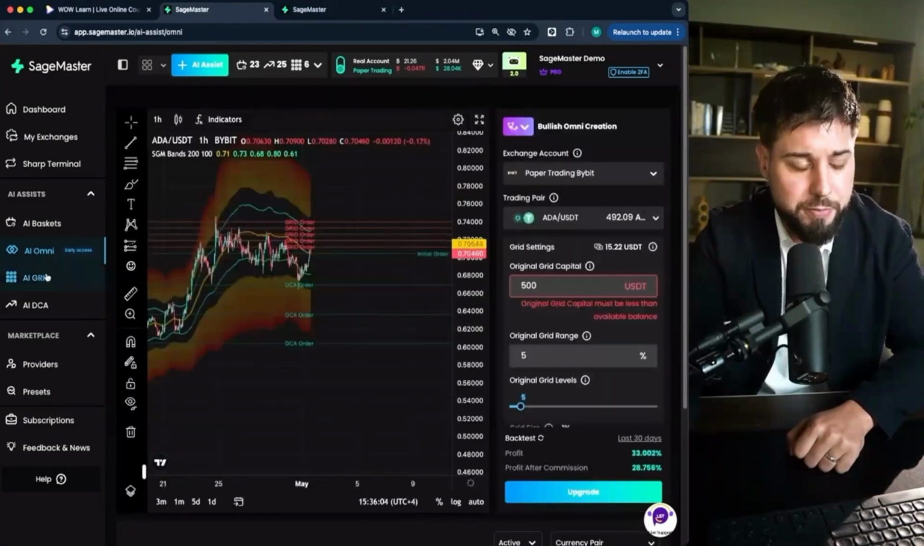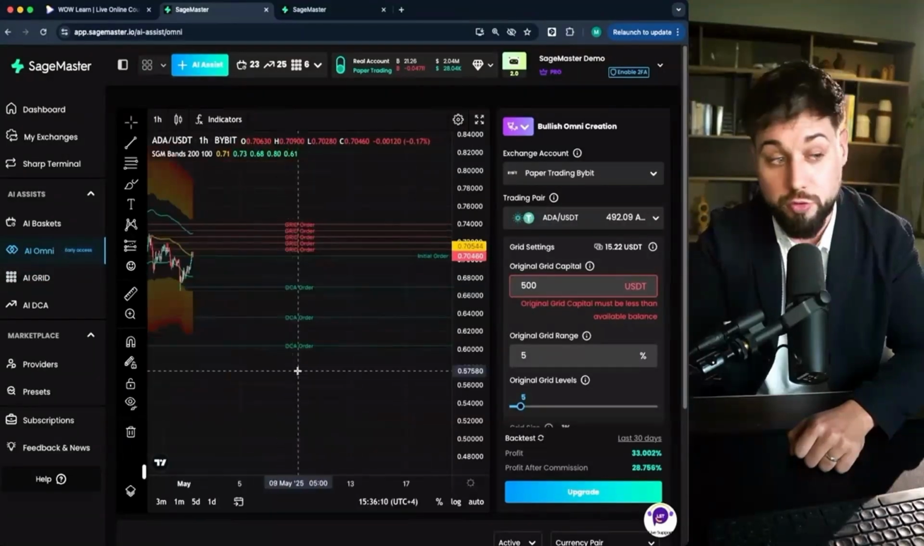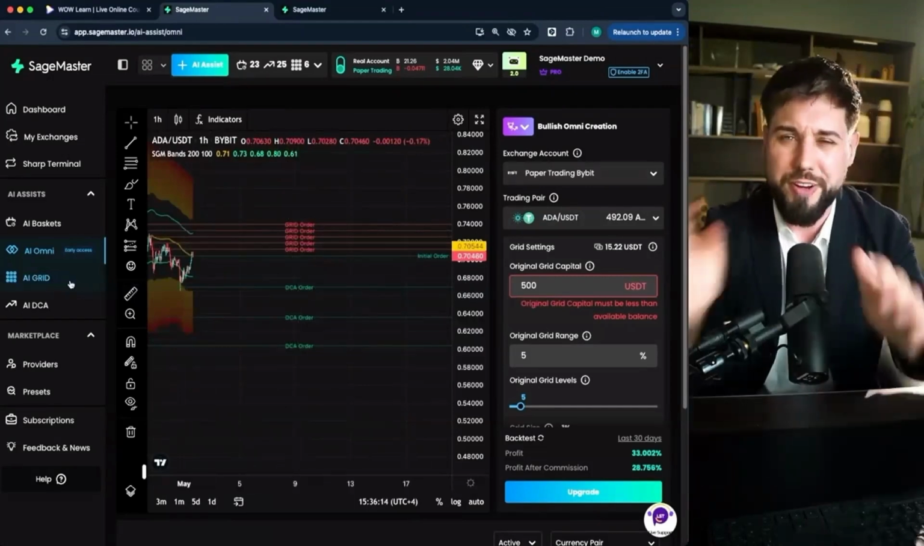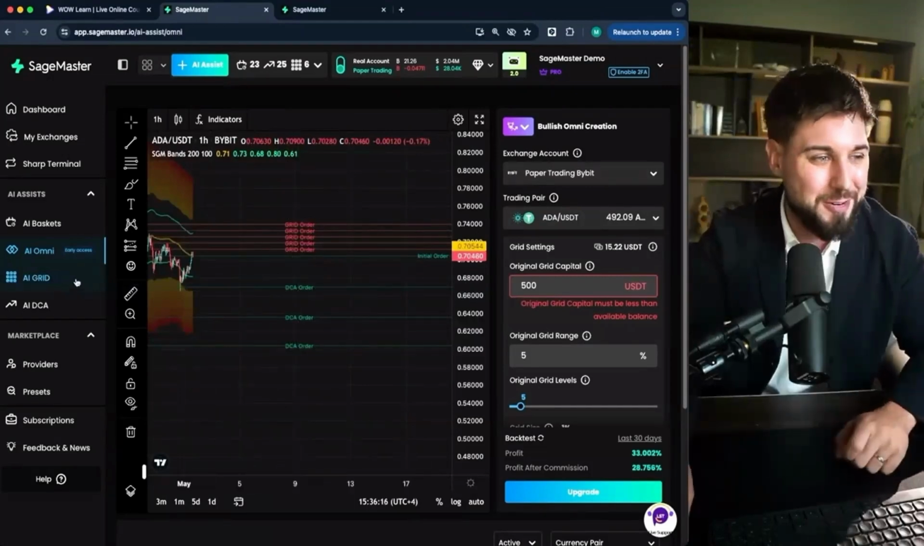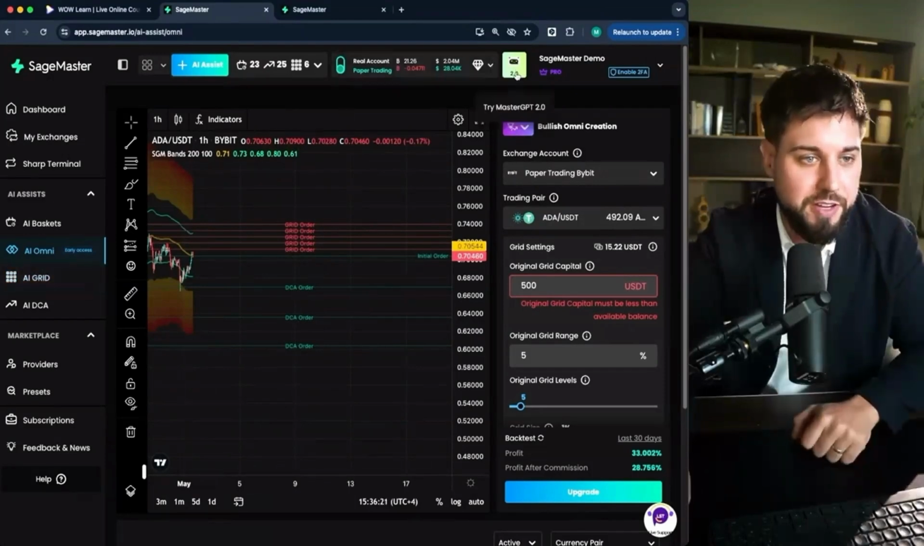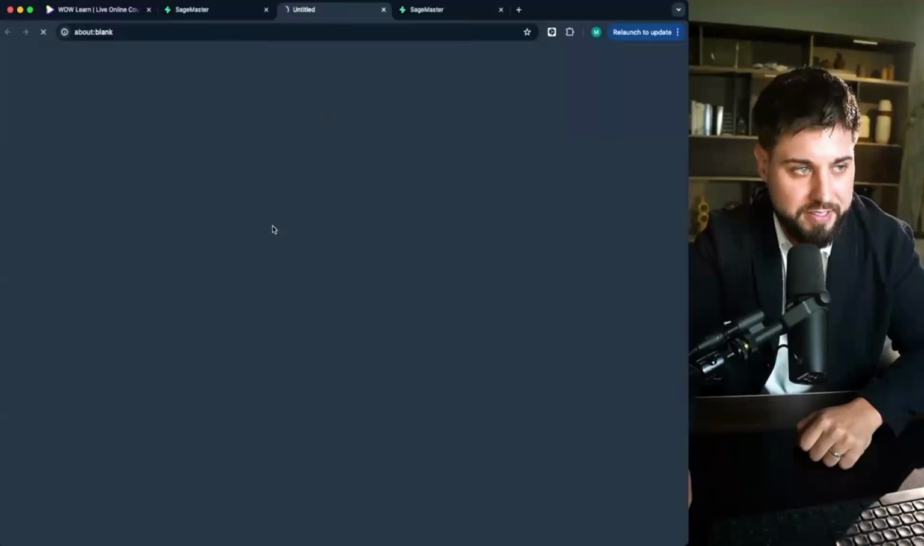Grid works very similar, but it doesn't have this safety function of multiple grids if the market drops. So you have to be much more alert running the grid. You will learn this with paper trading and demo, of course. Now, the last thing I want to share, so this doesn't become a 30-minute video, is our Master GPT.